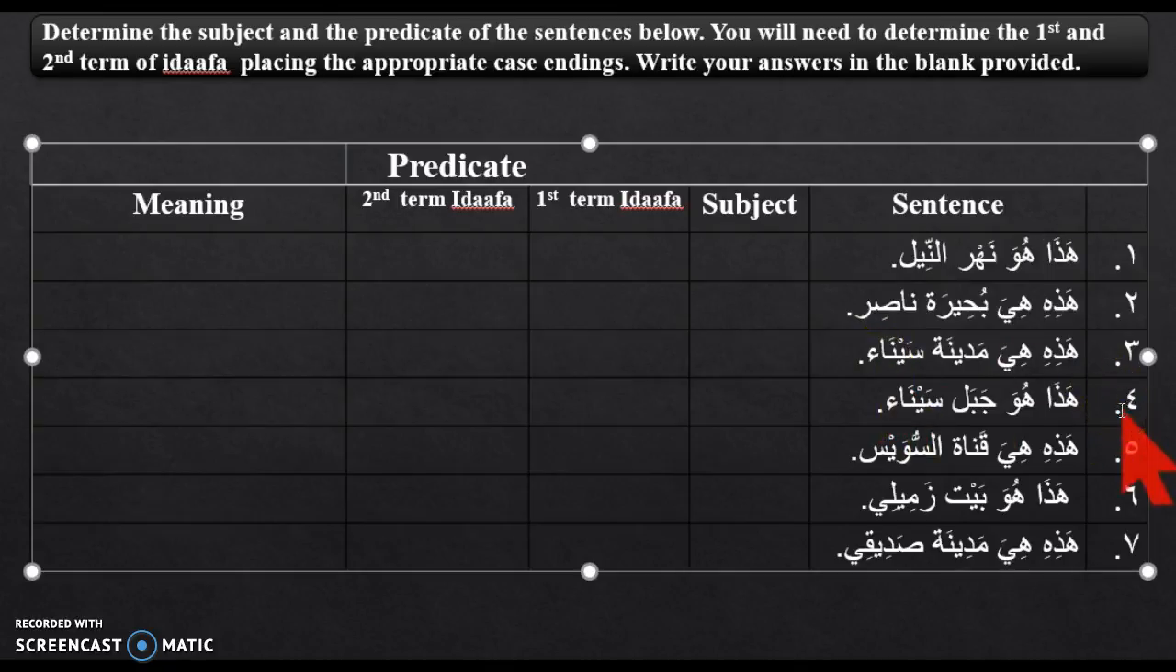رقم أربعة هذا هو جبل سيناء. رقم خمسة هذه هي قناة السويس. رقم ستة هذا هو بيت زميلي. رقم سبعة هذه هي مدينة صديقي. Take your time, pause, think, answer, then check your answer with me in the next slide.